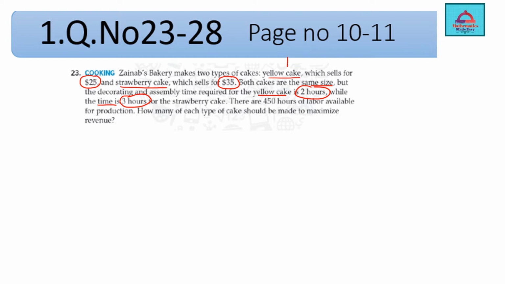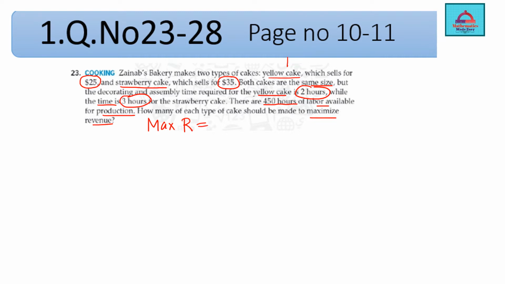So we are underlining important information while we are reading it, and we know that there are a total of 450 hours of labor available for the production of these 2 cakes. Now the question is asking how many of each type of cake should be made to maximize the revenue. So this is a maximization problem. We need to maximize the revenue. Let's denote it with a capital R.